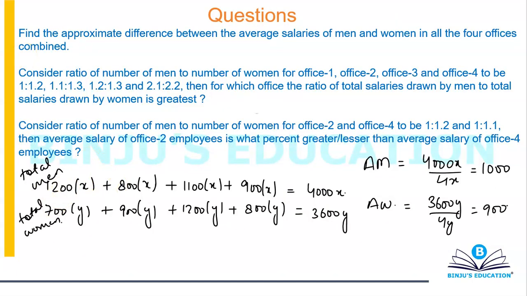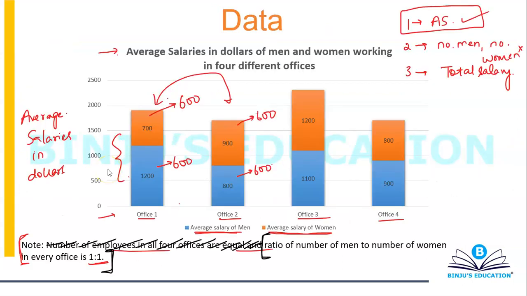For all men, we couldn't have taken x, x, x, x. In that case, we were supposed to take this as, let's suppose A, then this as B, then this as C, and so on and so forth. Then it would not have been possible, and we couldn't have calculated the answer. That would have been a problem. In this case, we are able to do that because I know that the ratios are equal and also we have an equal number of employees.